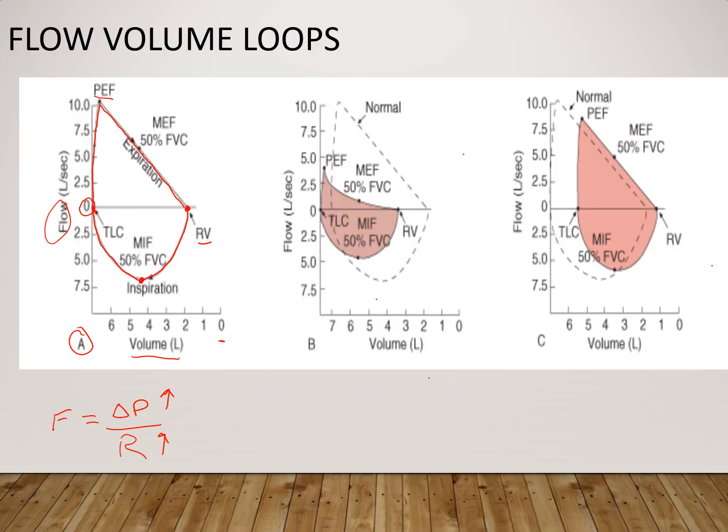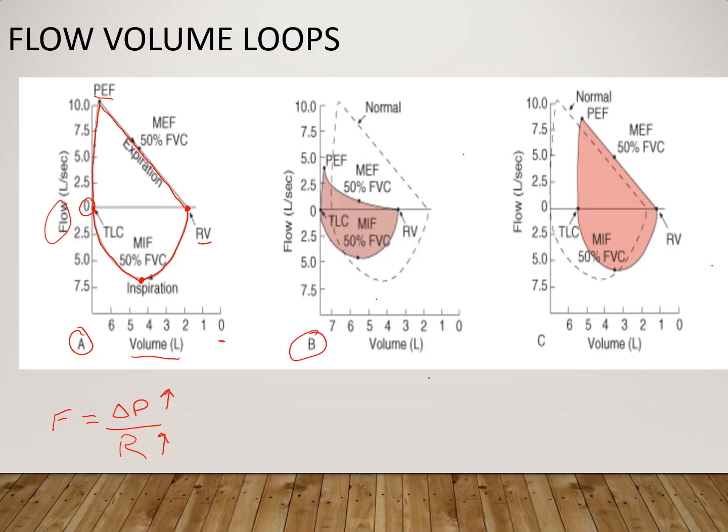So since they both go up in the same proportion, it means that when I expire, it's actually linear. So it doesn't matter how forcefully I try to expire, the resistance goes up in proportion to that. And so that part of the expiration graph is actually linear. And so this is showing you what this typical airflow volume loop looks like under normal conditions. Now let's take a look at B.